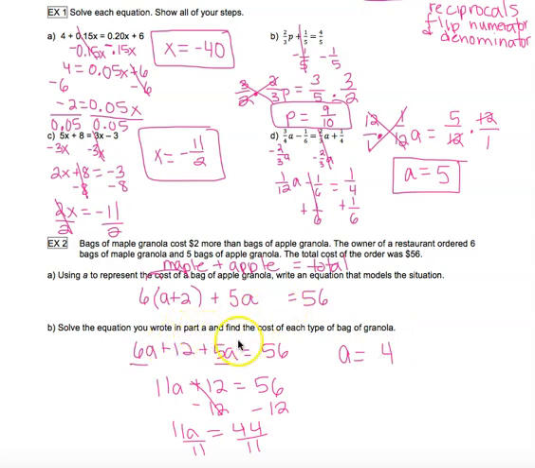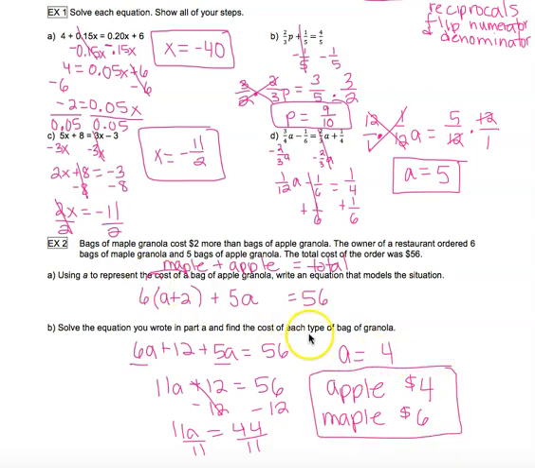So we solved our equation. It says find the cost of each type of bag of granola. So A was apple. Apple's $4 a bag. Maple, we were told, are $2 more than apple. So that would be $6, and then we are finished. All right, so hopefully what we did there makes sense, and you're ready to try some practicing on some equations.